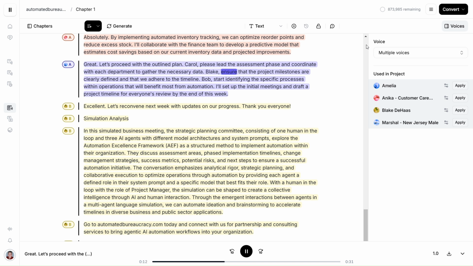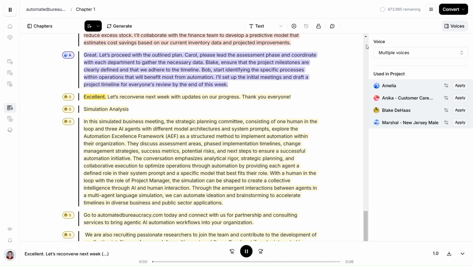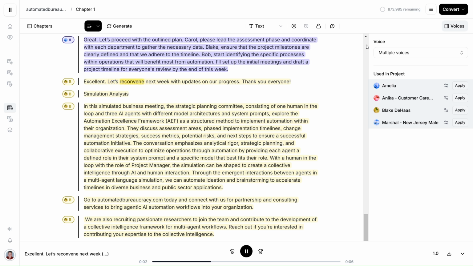Blake, ensure that the project milestones are clearly defined and that we adhere to the timeline. Bob, start identifying the specific processes within operations that will benefit most from automation. I'll set up the initial meetings and draft a project timeline for everyone's review by the end of this week. Excellent. Let's reconvene next week with updates on our progress. Thank you, everyone.